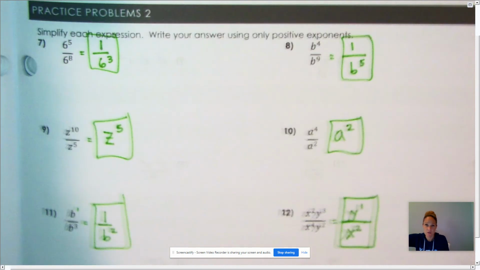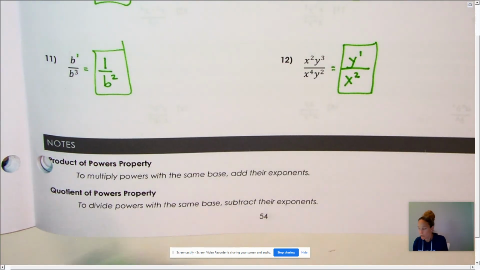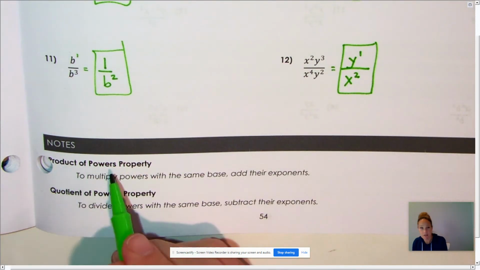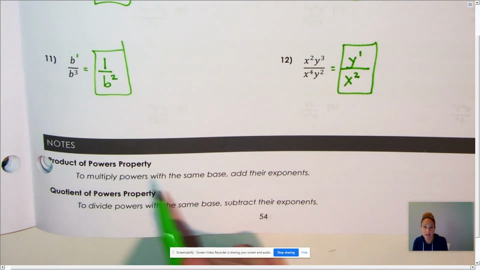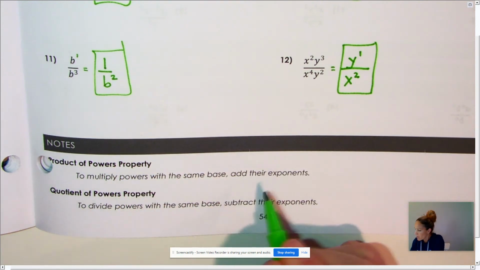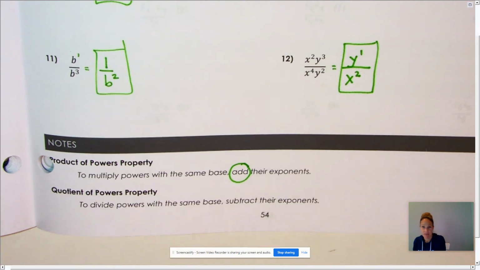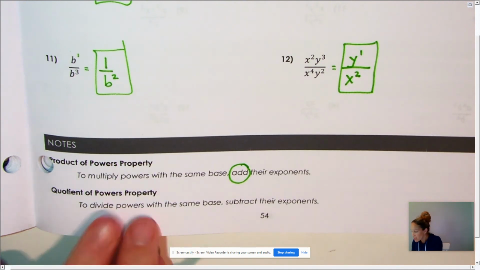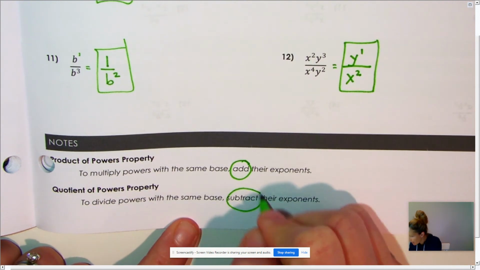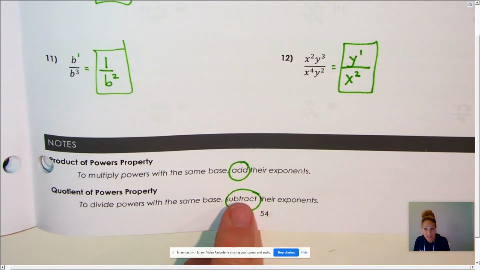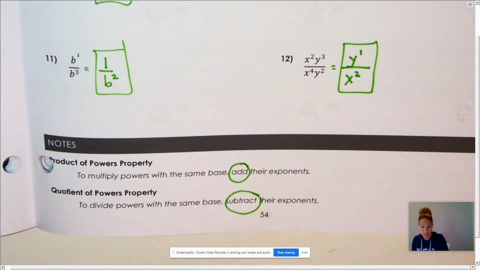So here's your notes, you guys. If we are doing a product of powers, we're going to multiply. In order to multiply, we are going to add the exponents. When we are dividing, we are going to subtract the exponents. And that's just because we're canceling. That's what the subtraction represents.